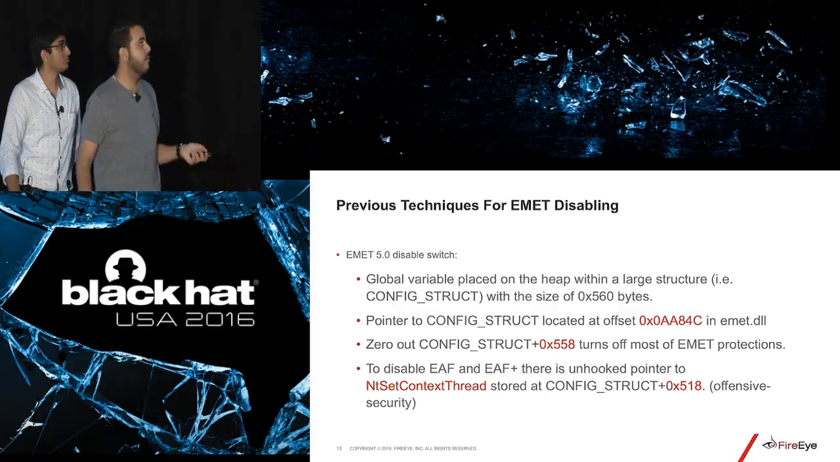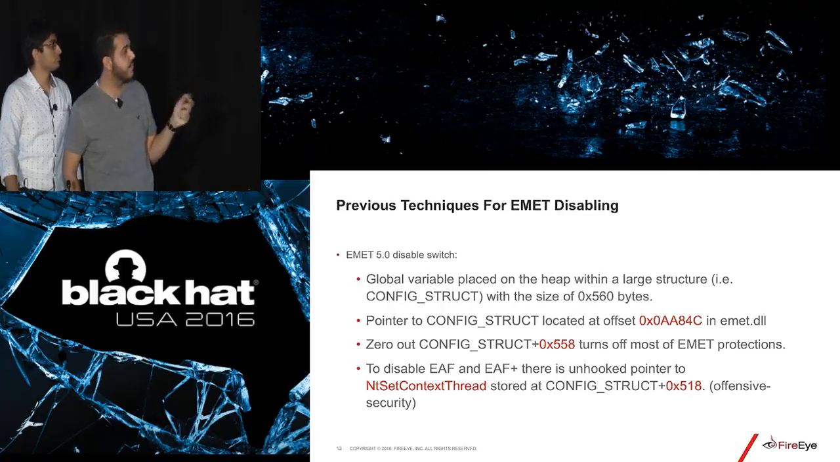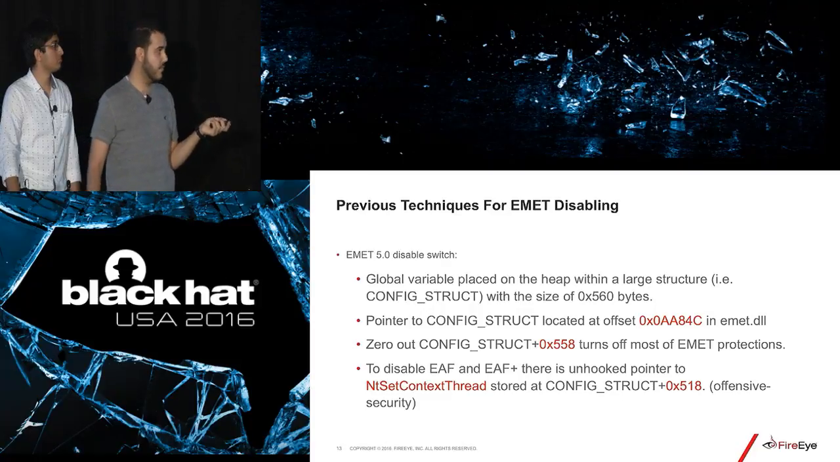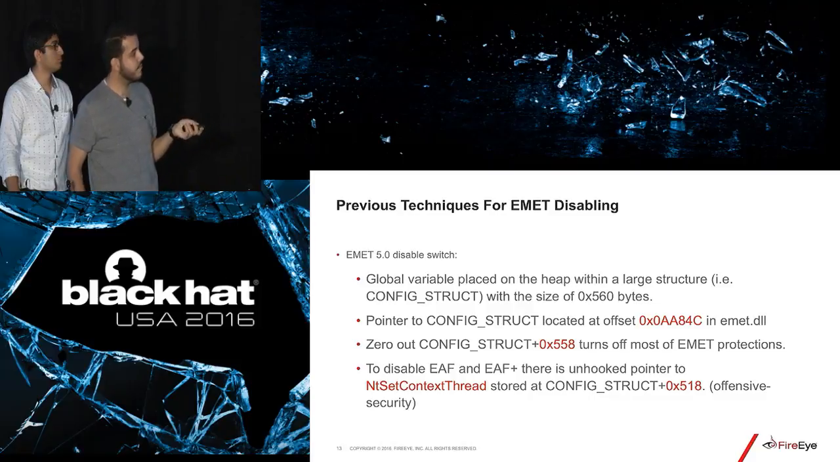For EMET 5.0, Offensive Security found the same issue, but this time the global variable is placed on the heap rather than on the data section, within a large structure. Offensive Security named that the config struct. So at a certain offset in the EMET DLL, there is a pointer to this large structure, and then within a certain offset, there is this global variable. Zero out this variable and EMET protections will go unactivated.